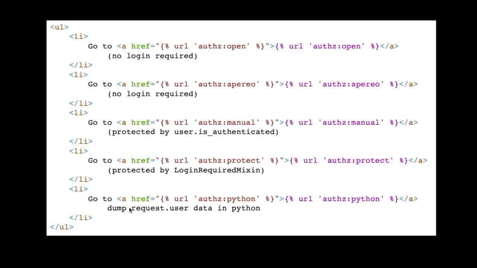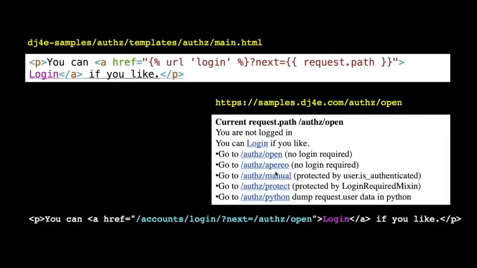So that's a good pattern to know, to just say log in and come back to this current path when you're all done. And here's just a bunch of connections to this thing, all my links. I have some no-login-required pages just to play around, then one that's protected by hand in Python, and then one that's required by a login mixin, and then I dump all that data. I think I showed you that one already. So here is one of them. That's what this all looks like.